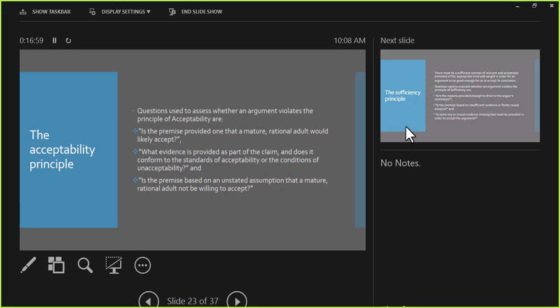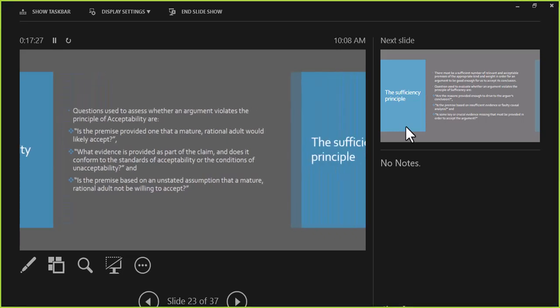And the questions used to see whether our argument as a whole is acceptable are: is the premise provided one that a mature and rational adult would likely accept? What evidence is provided as part of the claim, and does it conform to the standards of acceptability that I have previously stated, or the conditions of unacceptability? And is the premise based on unstated assumptions that a mature and rational adult will not be able to accept?